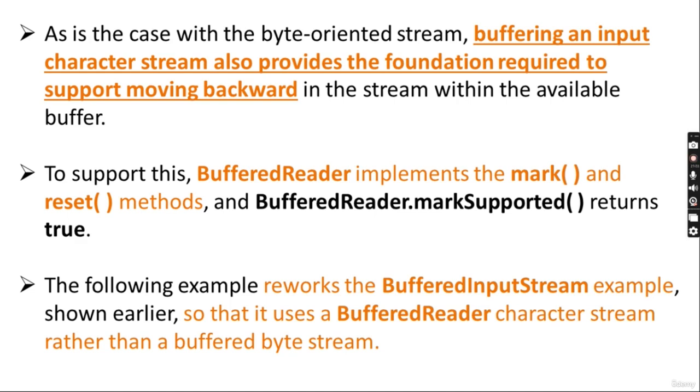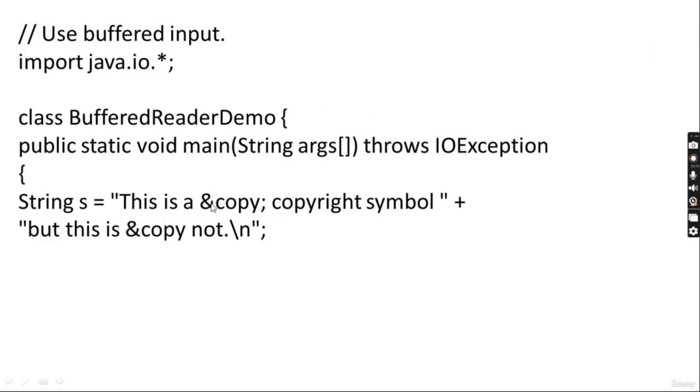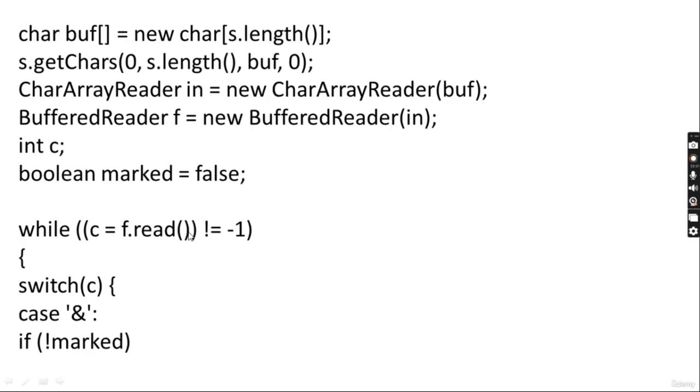Now we will see the buffered input stream example, except that it uses the BufferedReader character stream rather than the BufferedInputStream byte stream. It uses the mark and reset methods to parse the stream for the HTML entity reference for the copyright symbol, which begins with an ampersand and ends with a semicolon without white space. The sample input has 2 ampersands to show the case where reset happens and where it does not. This example we have seen already. This is &copy, the copyright symbol. This is &copy not, because there is no semicolon over here.